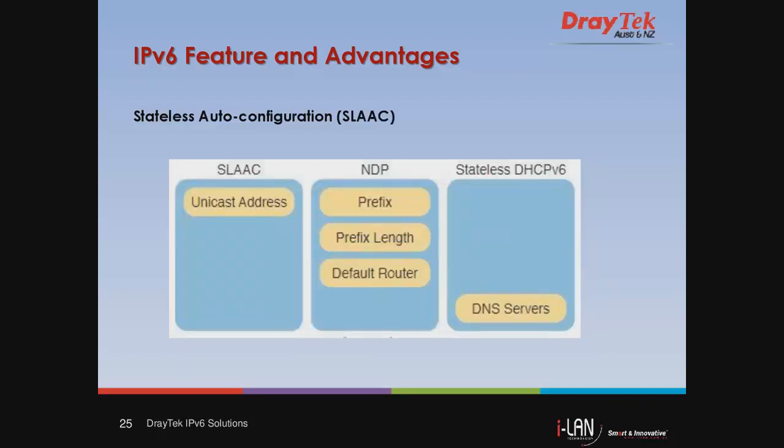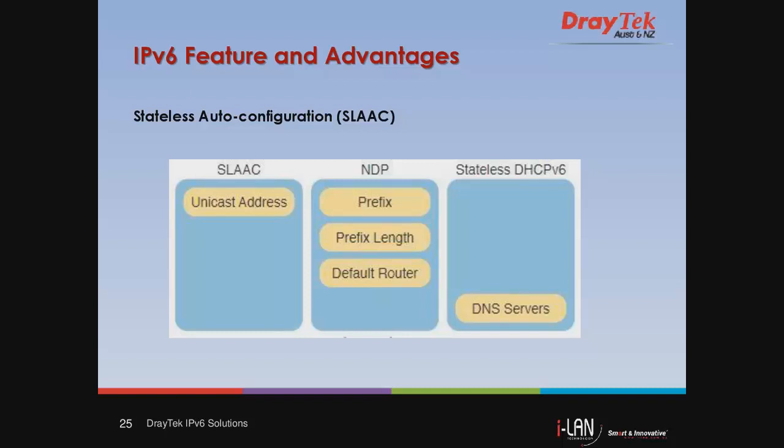In a stateless auto-configuration setup, the router will use NDP to advertise the following. Prefix, this is also known as a network IP address. Prefix length, also known as a subnet mask. Default router, this is the default gateway IP address or the router's IP address. Before the host or the client can create its own unicast IP address, the host will send a request to the router known as RS, router solicitation, and then the router will reply with RA, router advertisement, with all of the information under NDP.